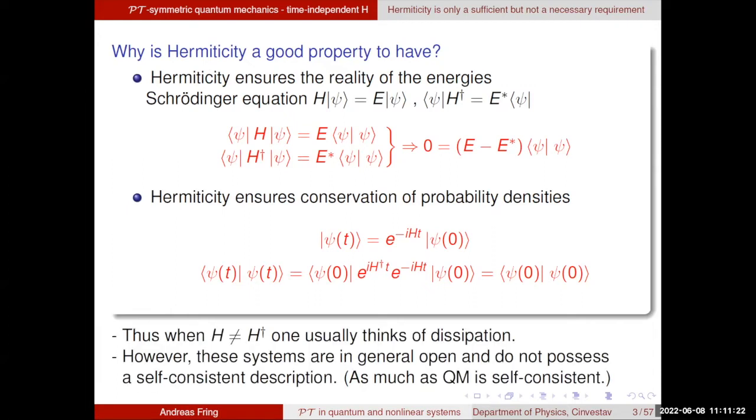So usually when we have non-Hermitian systems, we think of dissipation. But dissipation means it has to dissipate somewhere, and usually you have an open system. That's not the type of systems I'm talking about. These systems are self-consistent descriptions, with limitations on how self-consistent quantum mechanics is itself. I will not discuss that. I'm assuming here that quantum mechanics is a good description and self-consistent.